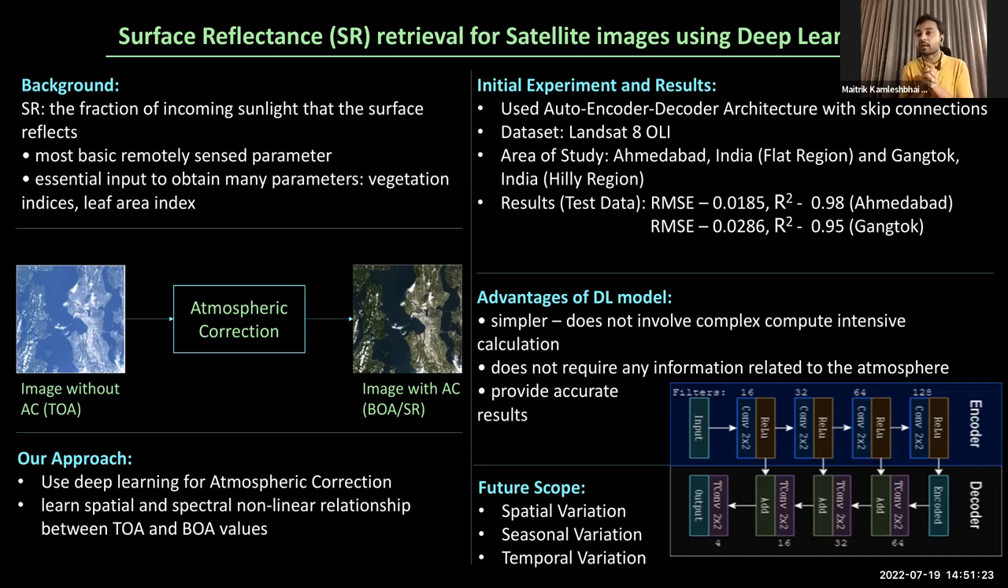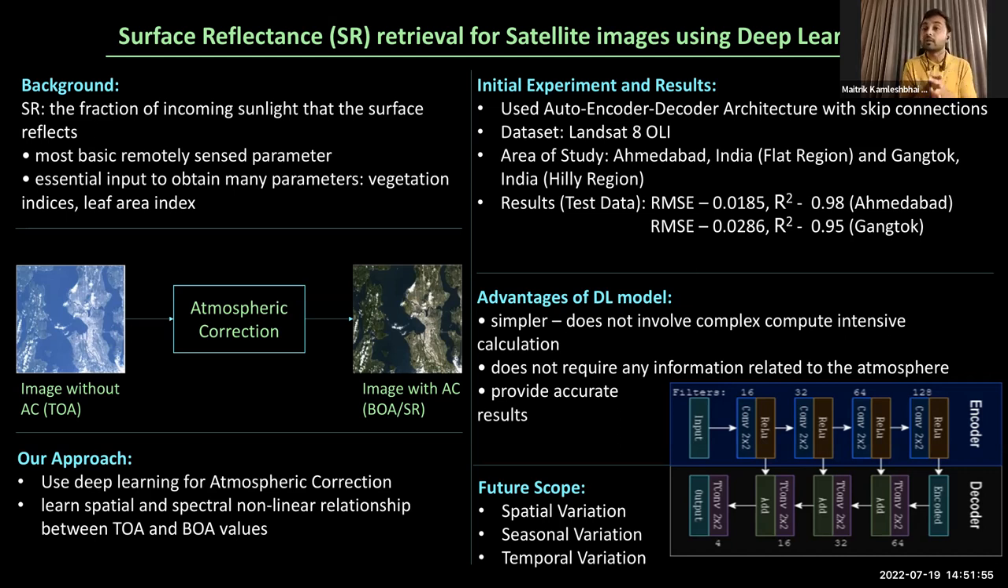There exist a number of different approaches to atmospheric correction, starting from basic image-based approaches to complex physics-based approaches. However, the problem with physics-based approaches is that they are complex and involve very compute-intensive calculations. Moreover, physics-based approaches are dependent on various hard-to-obtain atmospheric parameters like water vapor concentration and aerosol optical depth. Hence, here we are providing a novel approach to solve the problem of atmospheric correction, which uses deep learning models.